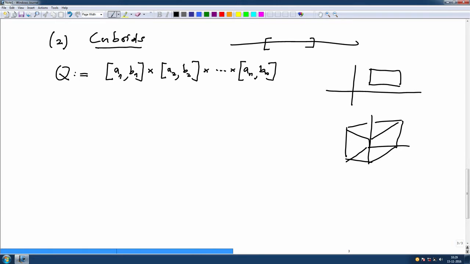So what should be the volume of a cuboid? Obviously, lambda n of q is nothing but you take b1 minus a1 times b2 minus a2, etcetera, bn minus an. This exactly matches with the calculation we were doing in school. So the area of a rectangle, for example, is this length times this length and so on. Okay, this is what we will use. Mainly we will use this for calculation purposes.